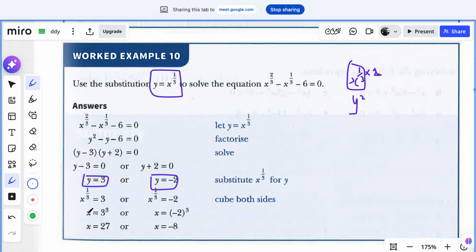You have only x left here. Indices, normal indices. And then you multiply here by 3, it will be 3 to the power of 3. So x equal to 27. So we got this value of x equal to 27.